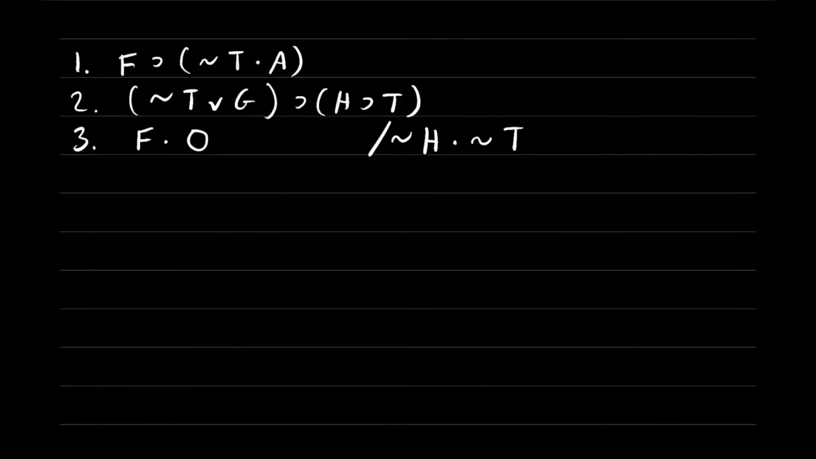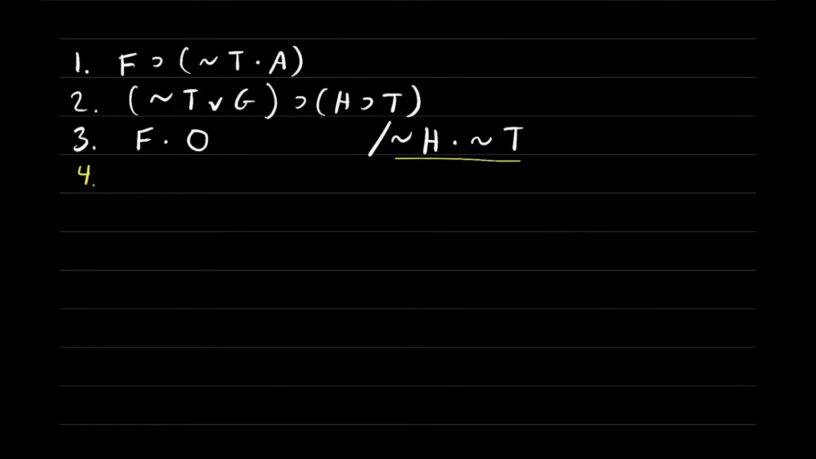Okay, next example. We have three premises. F implies not T and A. Line 2 tells us that if not T or G, then H implies T. Line 3 says F and O are both true, and we're trying to show this conclusion, not H and not T. Let's dive in and see how we're going to do it.